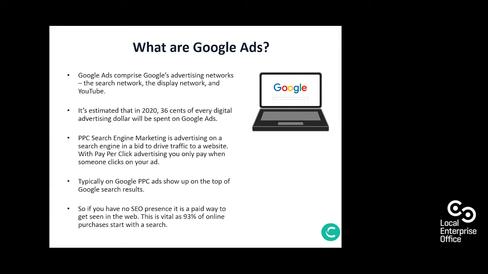So it is estimated that in 2020, about 36 cents of every digital advertising dollar will be spent on Google Ads. What we're going to look at here in terms of Google Ads primarily is what is called Google pay-per-click. In other words, that's where you pay for traffic to your website. So obviously, if you don't have a strong search engine optimization, if you don't appear organically from within Google, then Google pay-per-click is a very, very good option for you.